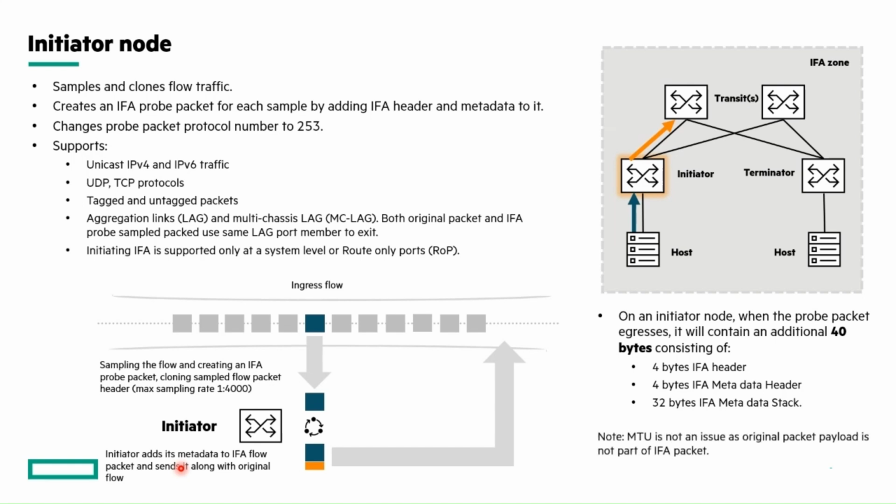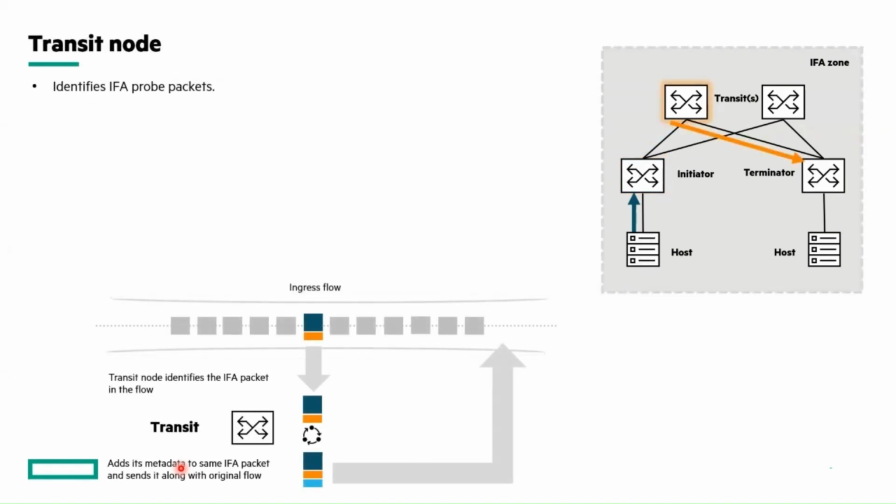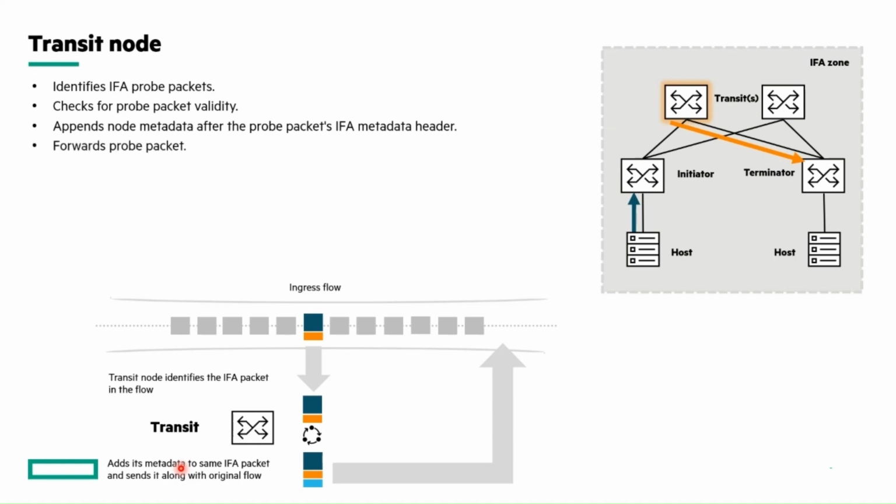Now, once again, MTU is not an issue as the original packet payload is not part of IFA packets. Now, the transit node identifies this IFA probe packet, checks the probe packet validity, that it's still under the defined parameters, and appends the node metadata after the probe packet's IFA metadata header. Once this is done, it forwards the probe packet further.